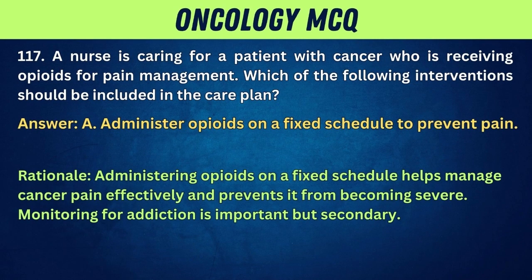Answer: A. Administer opioids on a fixed schedule to prevent pain. Rationale: administering opioids on a fixed schedule helps manage cancer pain effectively and prevents it from becoming severe. Monitoring for addiction is important but secondary.